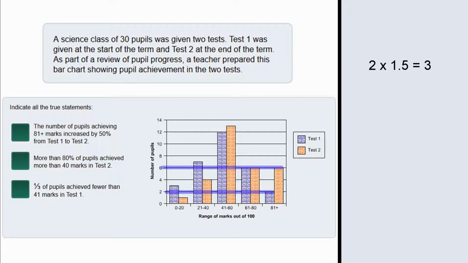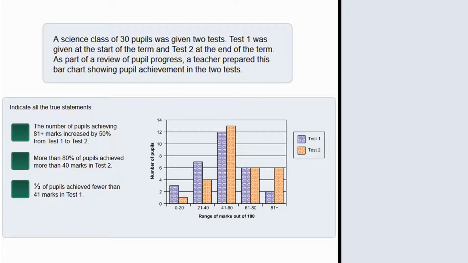So if there were a 50% increase, we would have had 3 pupils got a mark of 81 plus in Test 2, but we don't. We have 6, so we know that this statement is false. The other way we could do this would be to find the percentage increase between 2 and 6. Well, we can just see that 6 is 3 times 2, so it's an increase of 200%.